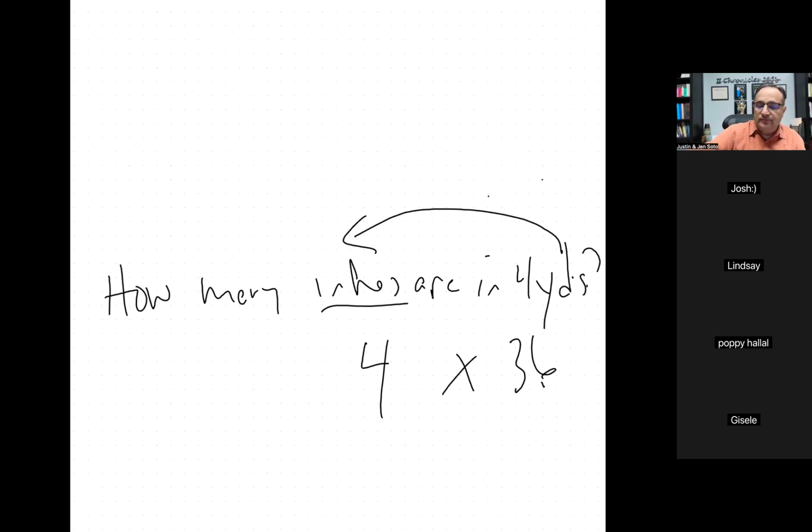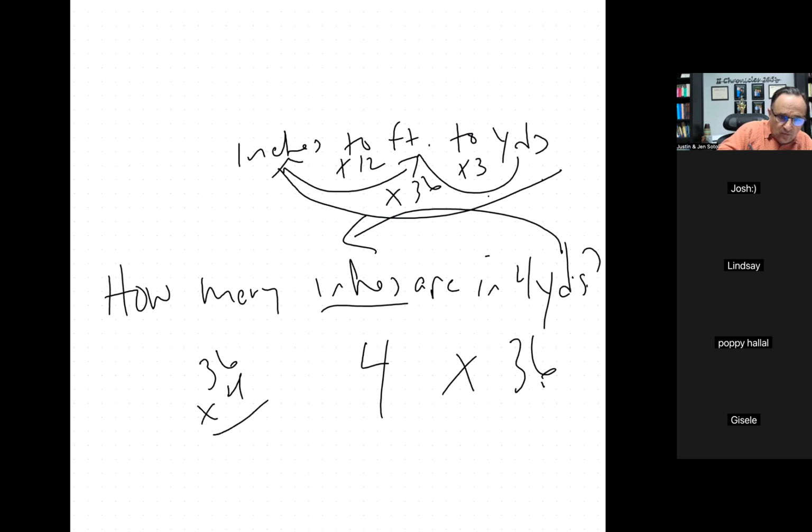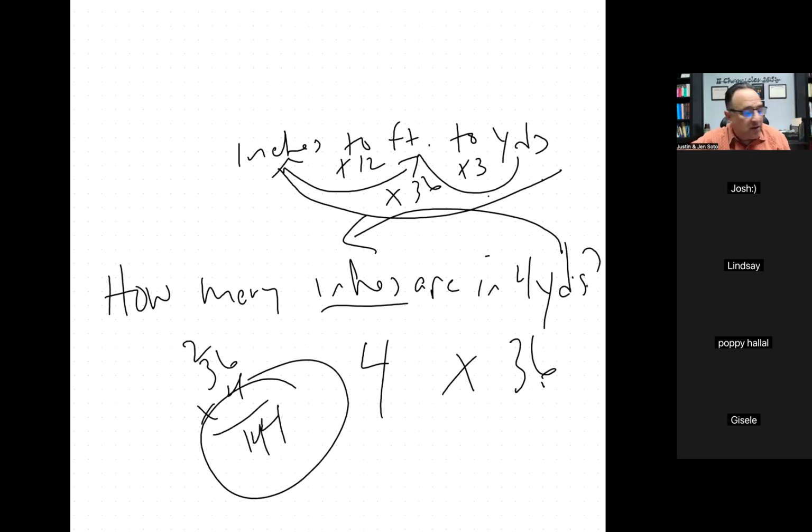So let's show you. Inches to feet is times 12. Feet to yards is times 3. So inches to yards is times 36. So 36 times 4. There's your answer. 4 times 36 is 144. Does it make sense?